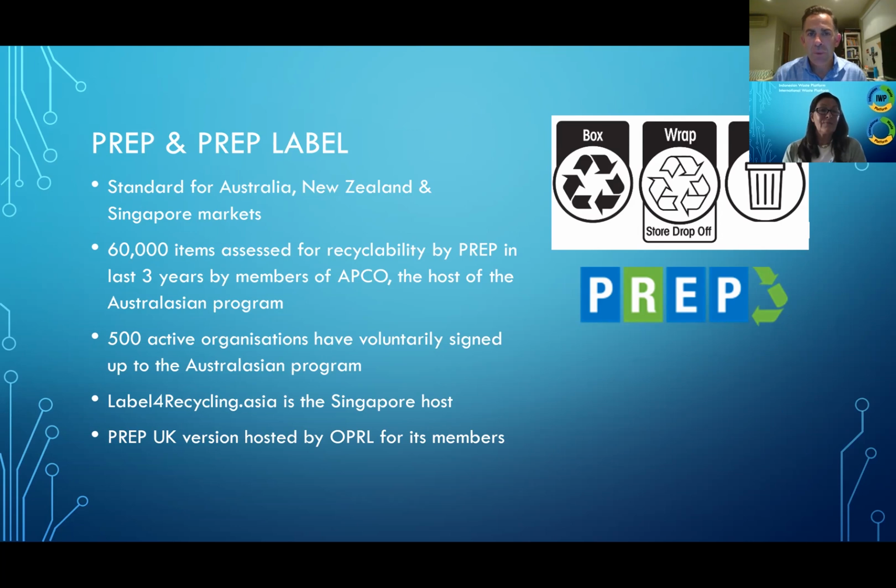Now, over the last few years, we've assessed about 60,000 items of packaging through the PREP. It's really become a standard for Australia and New Zealand, with about 500 companies volunteering to join the program. I mentioned Singapore, where a group called Label for Recycling hosts the program. We also have a version of PREP in the UK, hosted by OPRL, who I mentioned before was the first organisation to have on-pack recycling labelling for consumers.